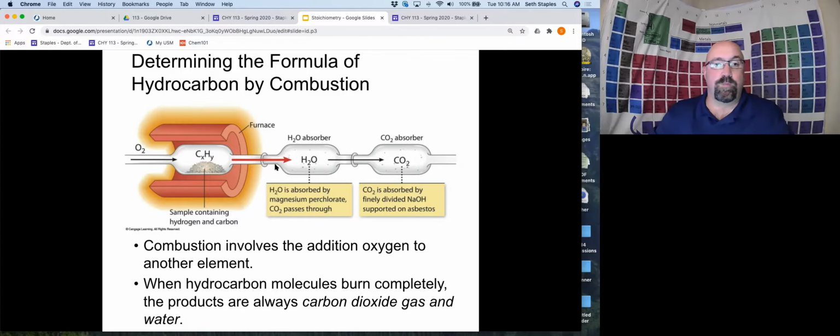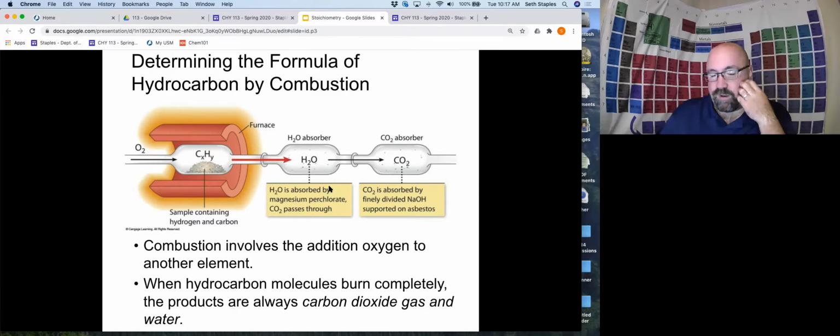And so what we can do is we can set up what we call absorbers so that we can collect the amount of H2O and CO2 that are produced. And we don't need to worry about the details. These are just some pretty neat ways that we do it. We can absorb the H2O first using a chemical called magnesium perchlorate. That's just going to absorb all of the water that's produced. The carbon dioxide passes on through. And then we can absorb the carbon dioxide by NaOH using an asbestos support system in there. And so again, don't worry about these details. This is nothing that I'm going to hold you responsible for.